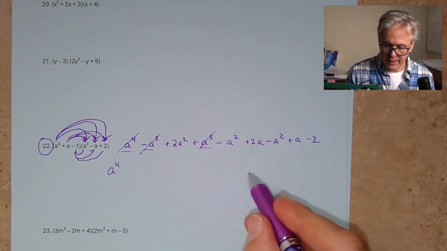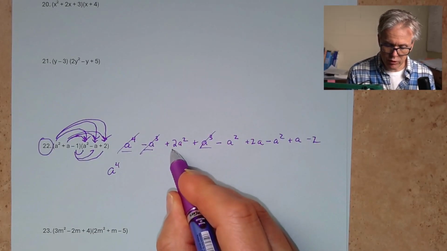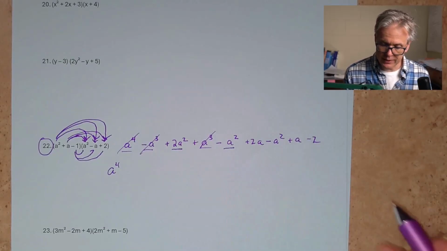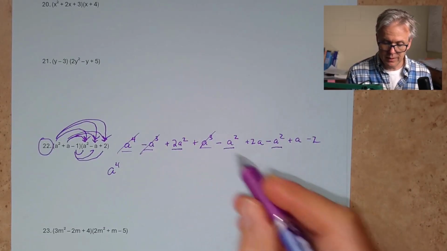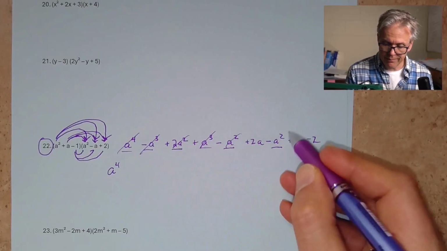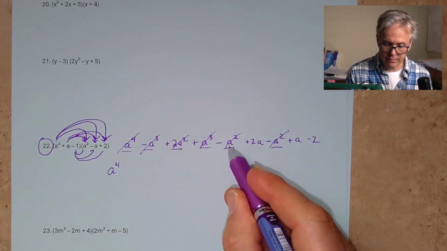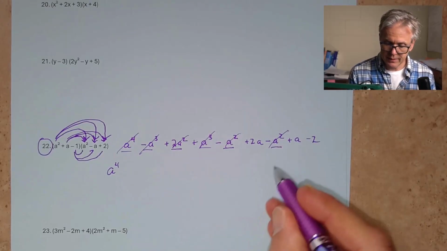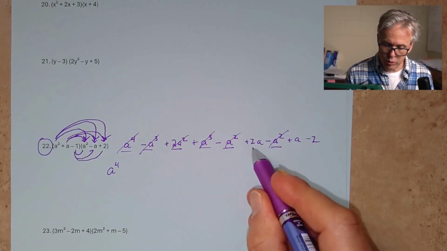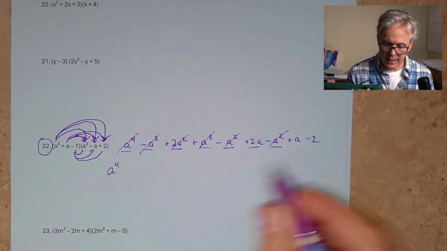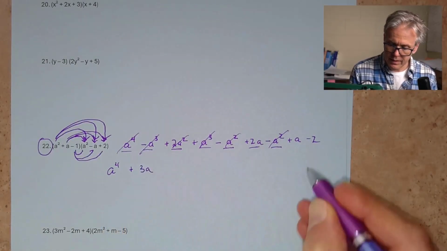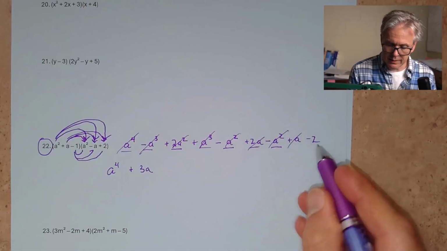That's nice. How about the next term, a squared? So I've got a 2a squared, and then I've got minus 1a squared minus 1a squared. So all those actually cancel out. Because we have 2 minus 1 is 1, then minus another 1 is 0. Well, that's nice. Let's move to the next one. How about 2a? The 2a plus a is 3a. Those go away, and then a constant term, minus 2.